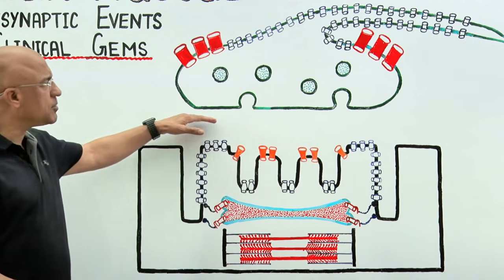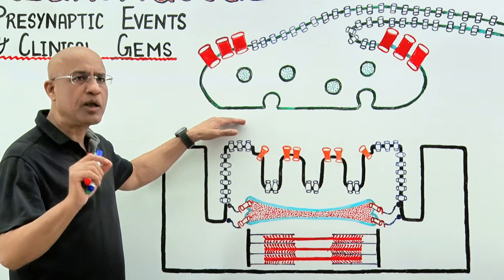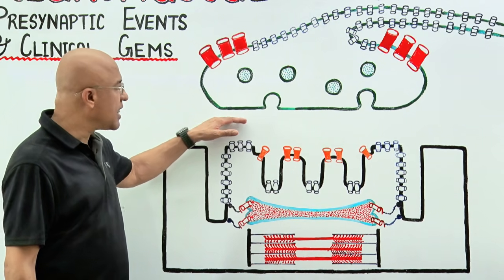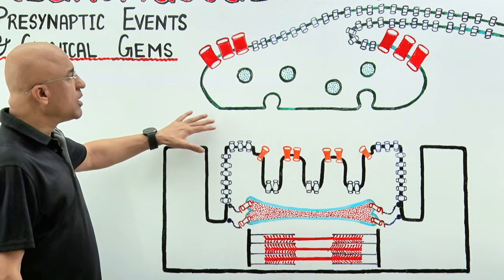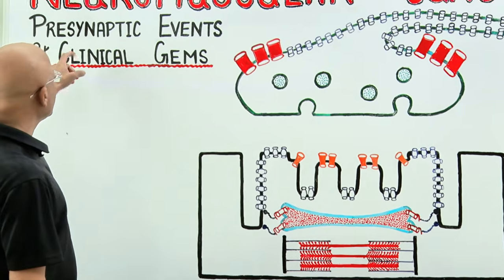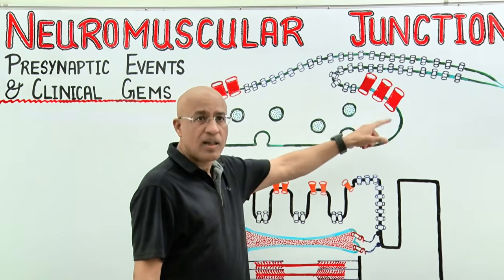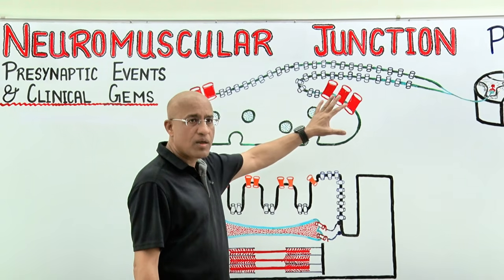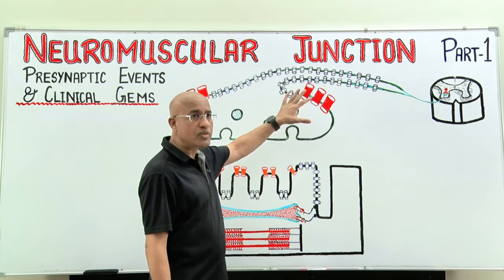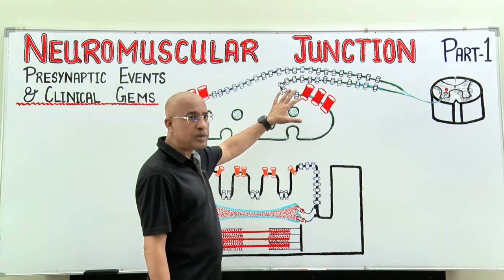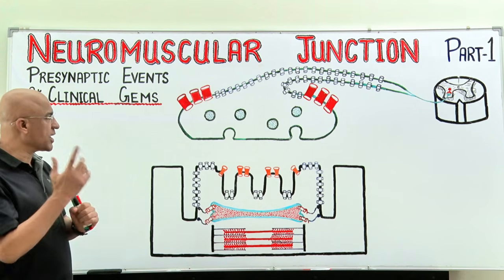Actually, this is a very ultra small gap, just 20 to 50 nanometers, and it is full of extracellular matrix. But in today's lecture, we will focus on this presynaptic button, how it works, and the clinical importance of understanding the concepts related to the events in the presynaptic button. So let's start from the very beginning.